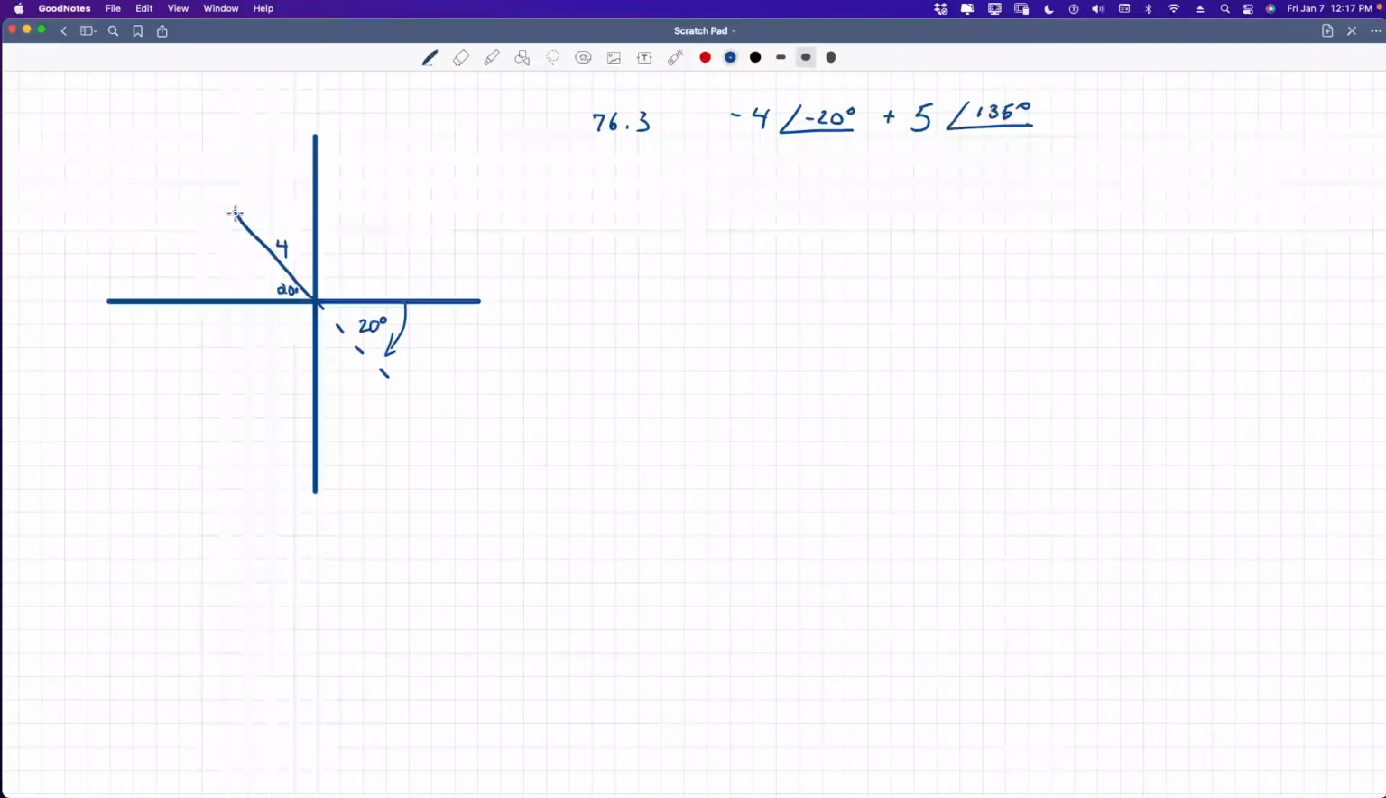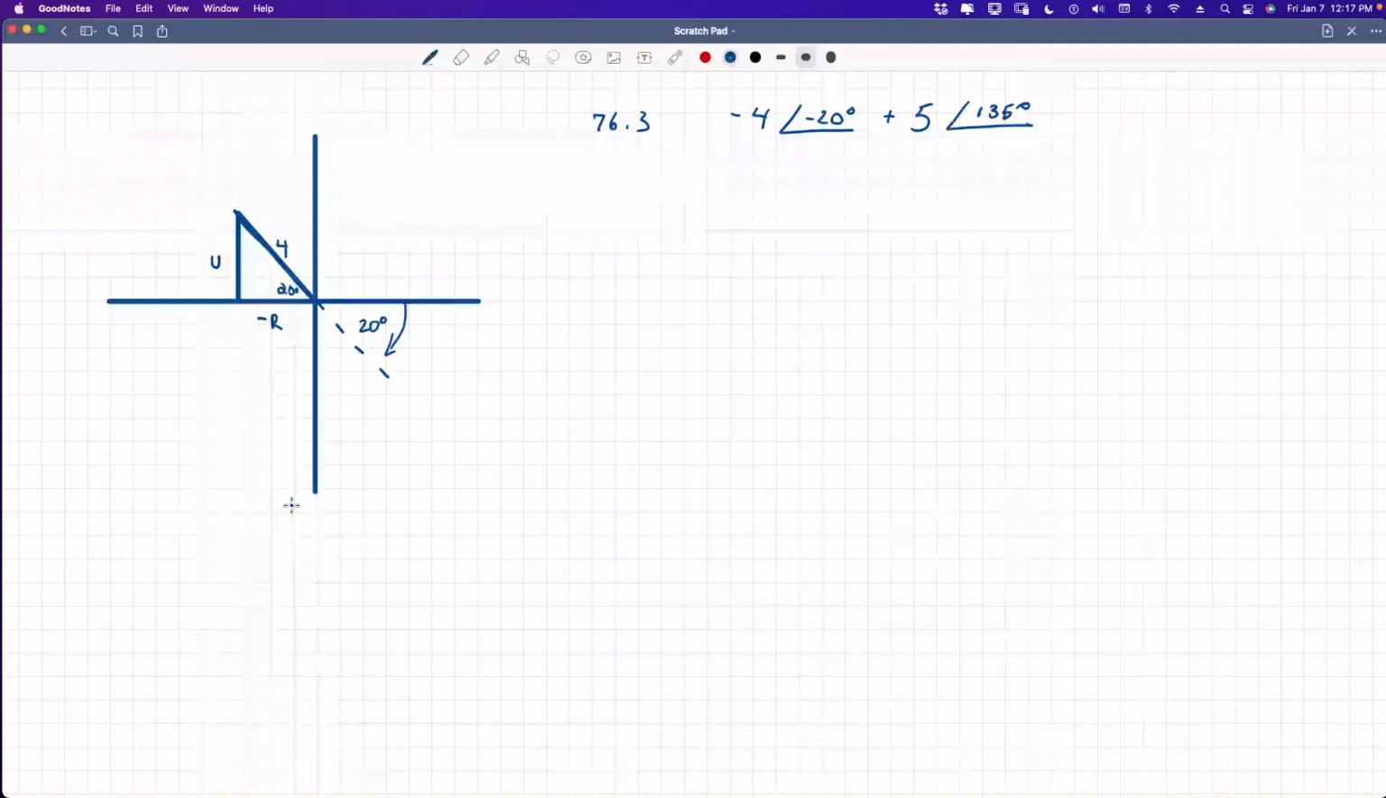So now we have our right triangle here, and our vector here. All right, this is 4, this is 20 degrees. We have to figure out what this is going to be. It's a -r because it's on the left side, and this is going to be a positive u because it's above the x-axis, right? We've already figured that out.